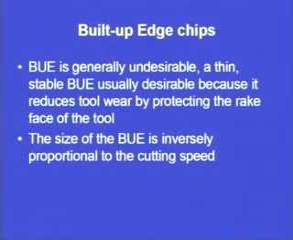Now, the size of the built up edge is inversely proportional to the cutting speed. Inversely proportional means that if the built up edge size is very large, it will be because of a slow cutting speed. If the cutting speed is very large, then the built up edge size will be less. So, speed more, size less; speed less, size more.